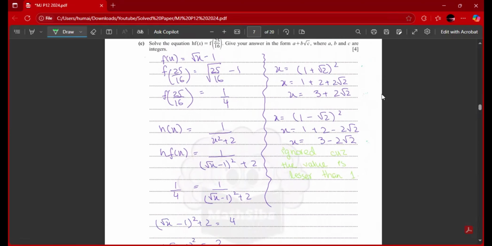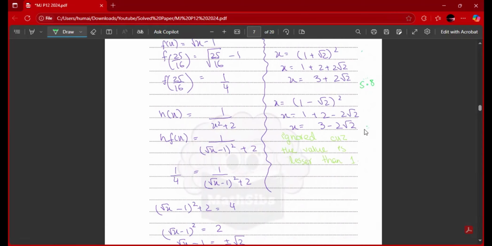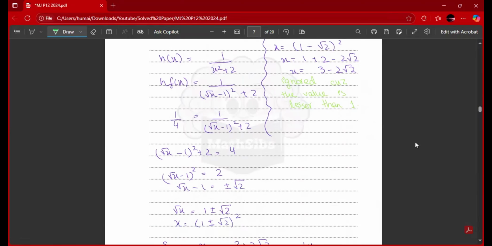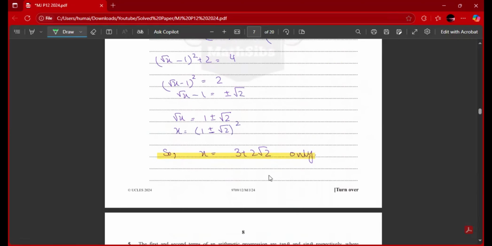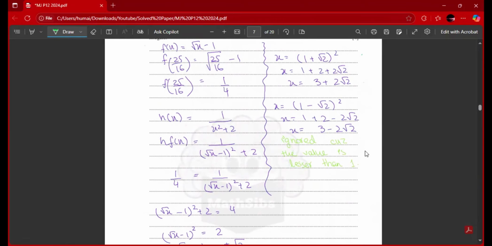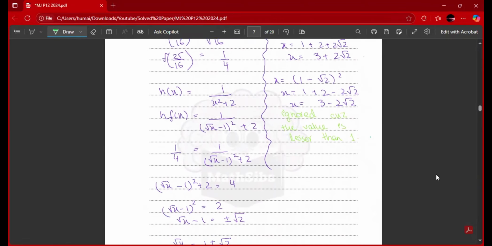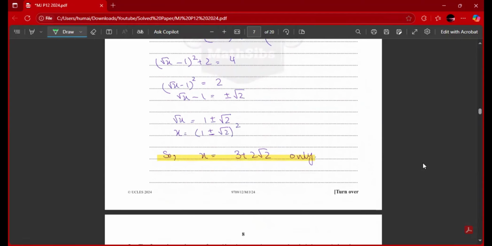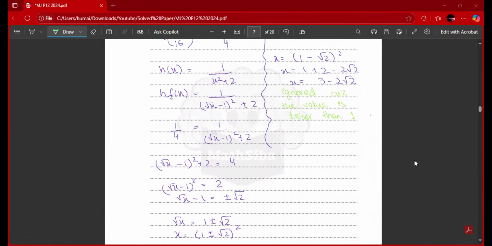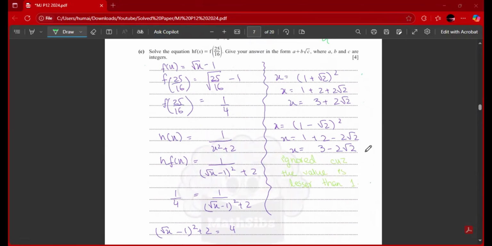Our 3 plus 2 square root of 2 is greater than 1 because if I take the decimal value, it is 5.8 something. And if it's 3 minus, we get a value that is 0.17 something, okay? And this value is lesser than 1. So we are going to ignore this value and just write the positive value, 3 plus 2 square root of 2 only. Ignore because the value is lesser than 1. There's a reason given. You have to write it, or you could just simply write only the positive answer. If you write both, I think you are going to lose marks.